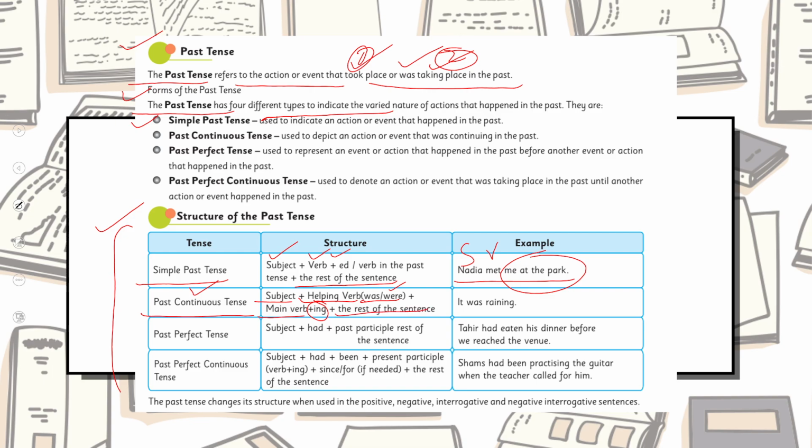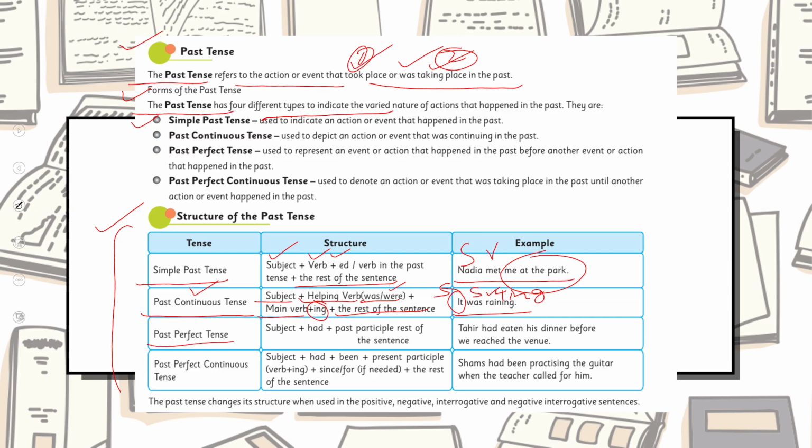Now let's look at this very simple basic example. It was raining. What is it over here? Subject. Yes. Subject, then our helping verb in the past form, was. Why not were? Because we are talking about a singular thing. It was raining. Main verb rain plus ing. Raining. And that's it.